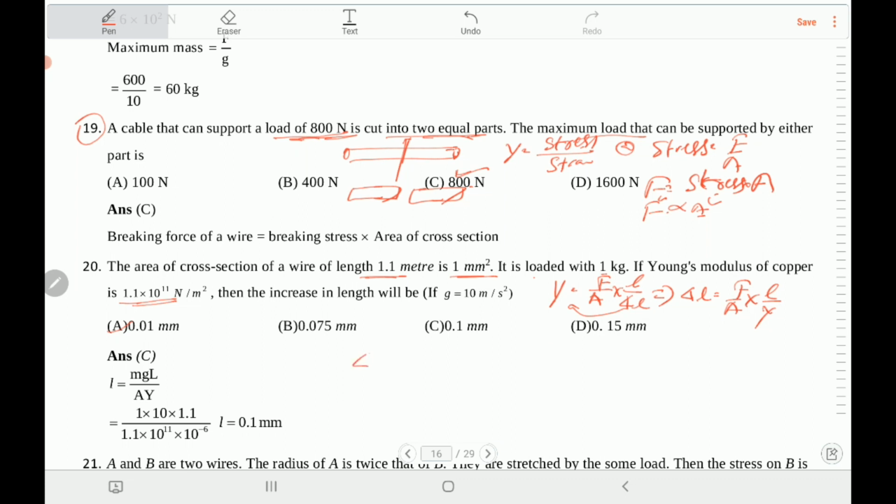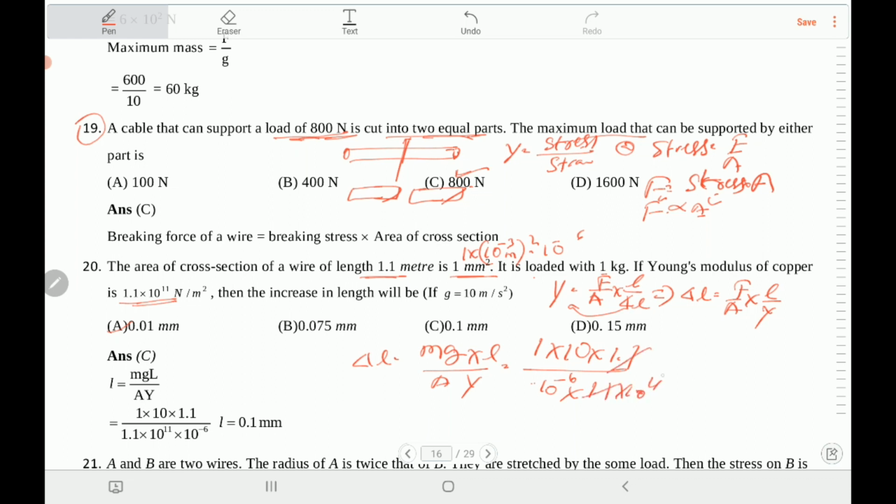What's L here? Length given, 1.1 meter. F is mg because weight is applied, into L divided by A Y. So he has given M as 1 kg into g 10, and length of the wire 1.1 meter, divided by area of cross section 1 mm square, 1 millimeter, 10 power minus 3 meter whole squared. So 10 power minus 6, 10 power minus 6 into Y. What is Y? Y is Young's modulus, 1.1 into 10 raised to power 11.